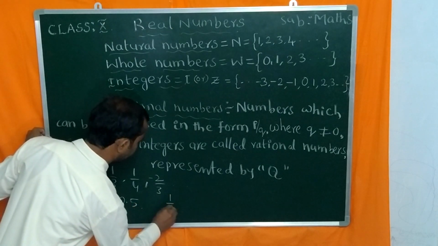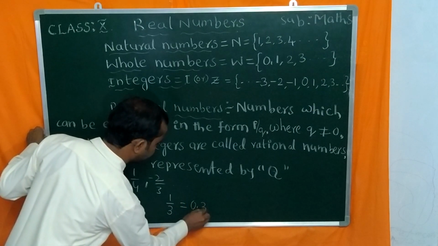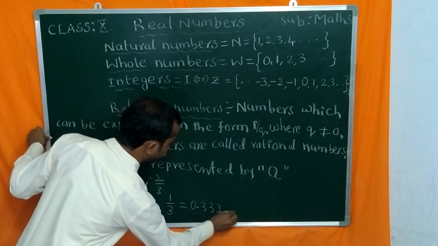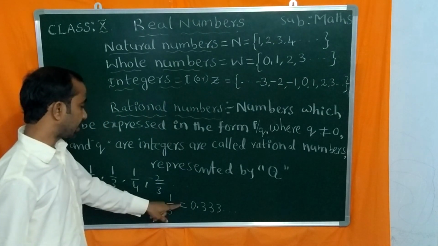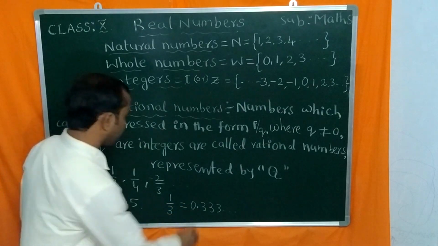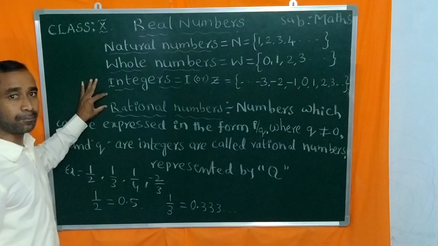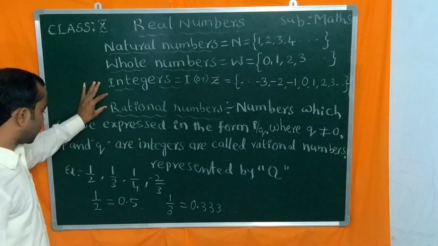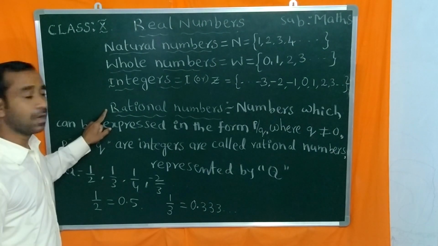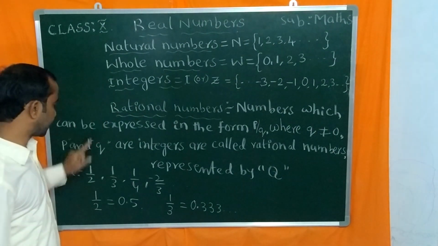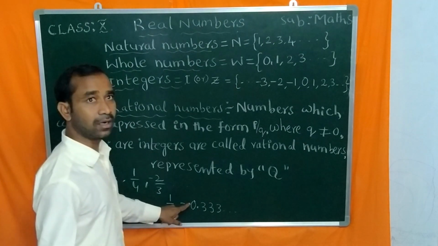Next, 1 by 3 is written in decimal form. This is equal to 0.333 and so on. So the rational number 1 by 3 is a recurring decimal. So all rational numbers are written as terminating decimals or recurring decimals.